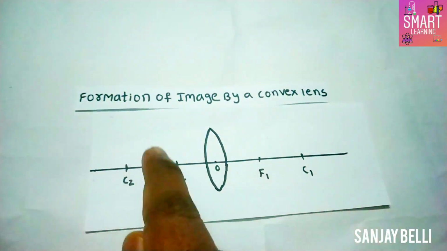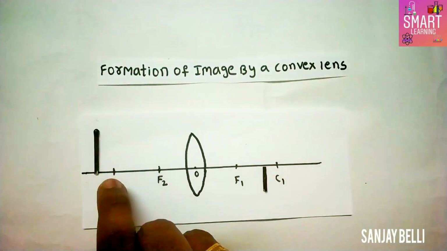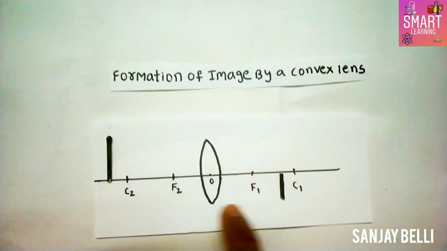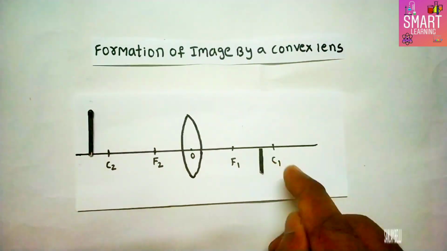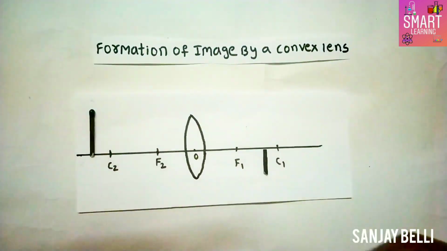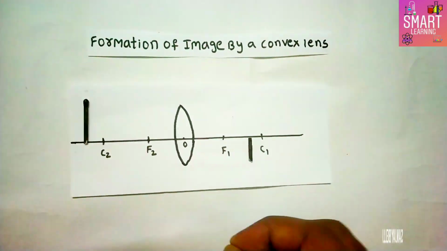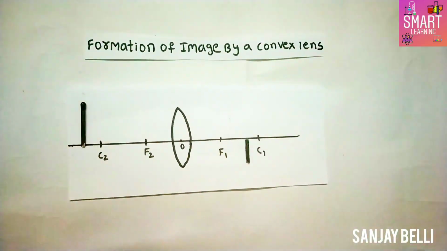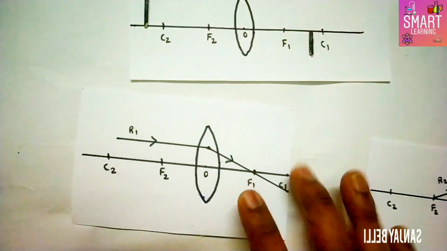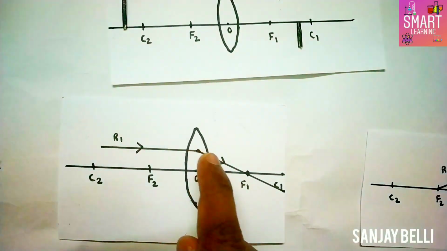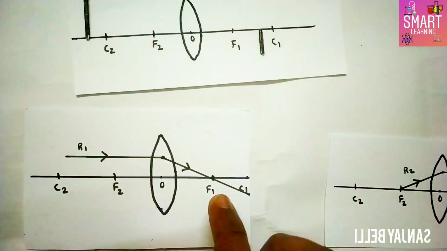Now let me go for our first ray diagram. The first case: an object is placed beyond C2. Now the image will be obtained between F and C, that is F1 and C1, similar to your concave mirror. To complete this ray diagram, we have to use the rules. So here we have three rules related to your convex lens. The first rule: parallel to principal axis passes through focal point. As it is a lens, you can observe the refraction.